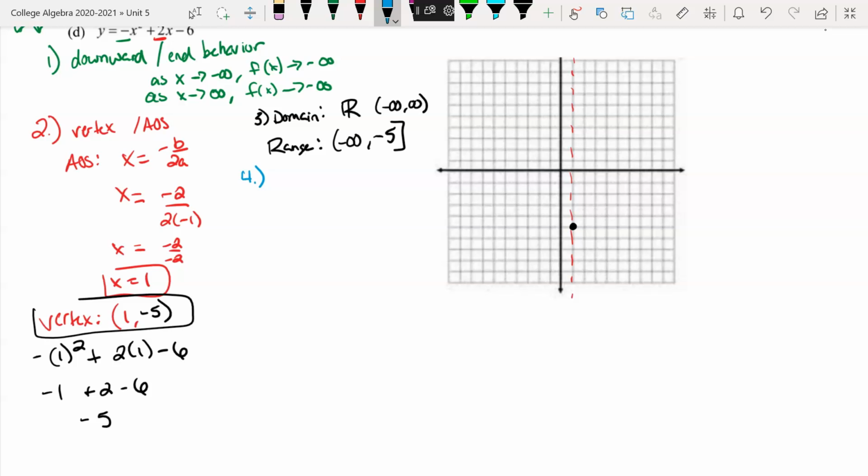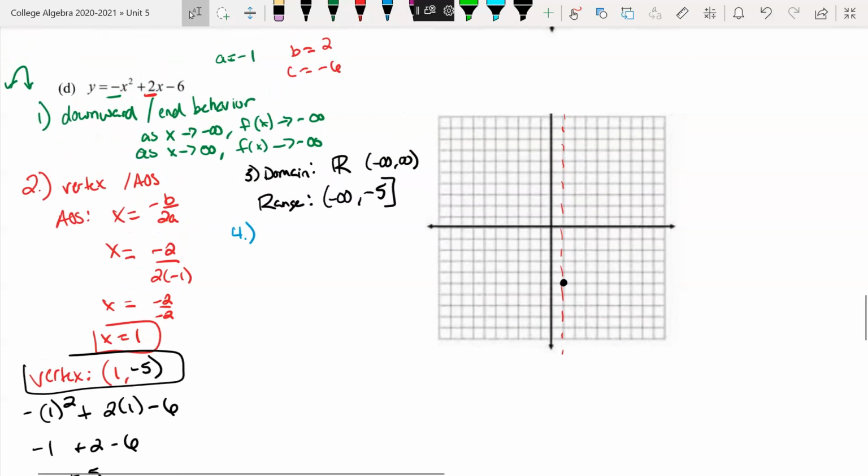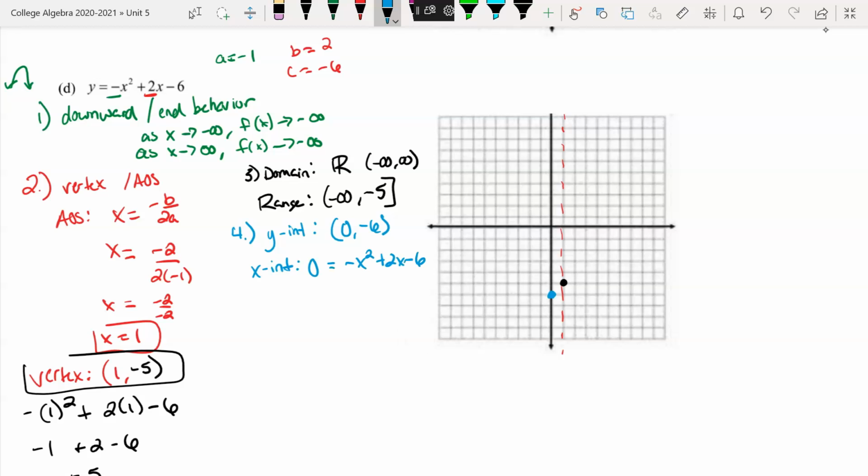Then you have your x and y intercepts. Okay, so now, when you're doing this, the y-intercept is pretty easy. The y-intercept is just a number at the end of the problem, which is negative 6, so 0, negative 6. So that would be right here. The x-intercepts are a little bit tougher. So normally I would plug in 0, and I would solve it. However, you're not going to be able to solve this without using the quadratic formula.